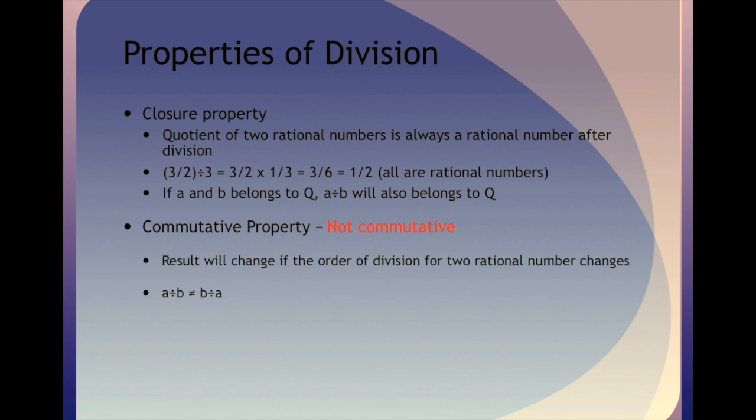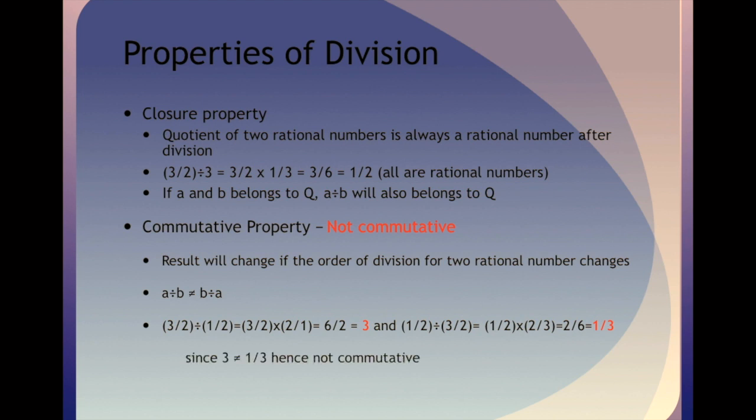Commutative property does not hold good for division, as we have seen in subtraction. A divided by B is not equal to B divided by A, which you can understand from the example given below. 3 by 2 divided by 1 by 2. So if we do all the operations, the answer is 3, and 1 by 2 divided by 3, if we complete the calculation, then the answer will become 1 by 3. Since 3 and 1 by 3 are not equal, commutative property does not hold good in case of division of rational numbers.